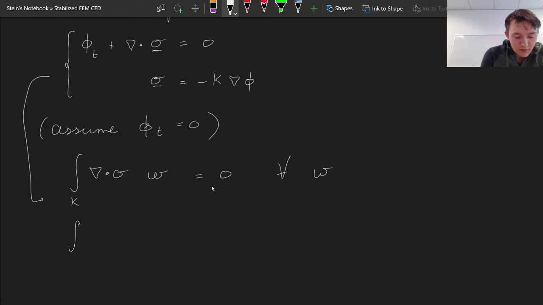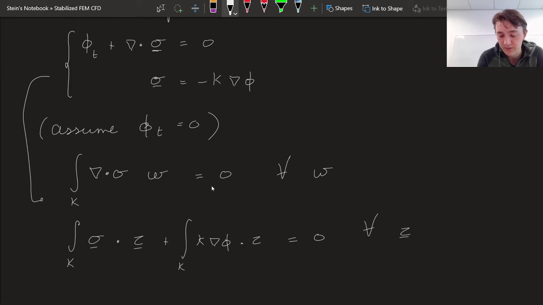Second equation, well, it's going to say that the integral of k of sigma, but this is a vector equation, so I have to have a vector test function. So we're going to dot it by tau. And I'll just move whatever is on the right-hand side to the left-hand side. So you get plus the integral over k of kappa gradient phi dotted with tau. And that's also going to be equal to 0, in this case for all tau.